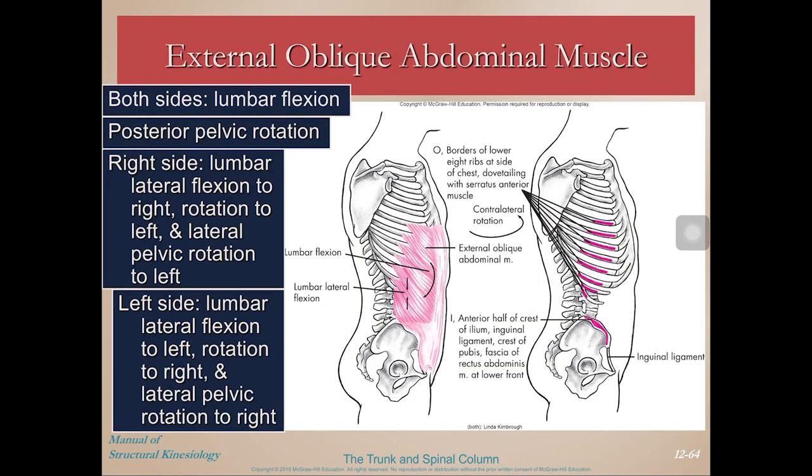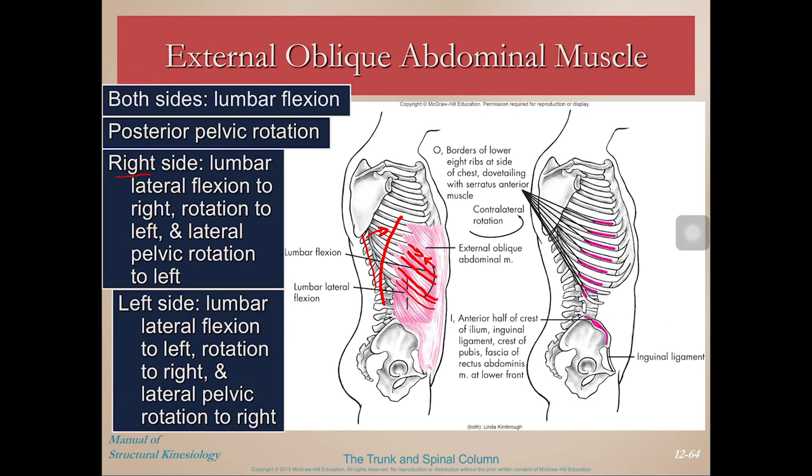Okay, the external abdominal oblique. When both sides contract, we get lumbar flexion along with the rectus abdominis, and posterior pelvic rotation. So lumbar flexion can be that way, moving into flexion. But when we have just one side contracting, a unilateral contraction, let's say the right side, we have to imagine that these fibers running anteroinferiorly are shortening, moving these two points closer together. If the right side contracts, we will get lumbar lateral flexion to the right.